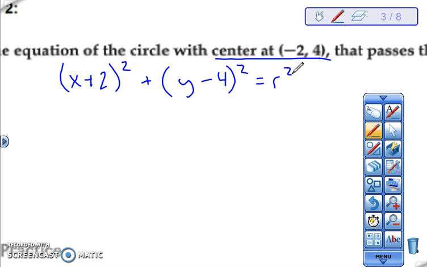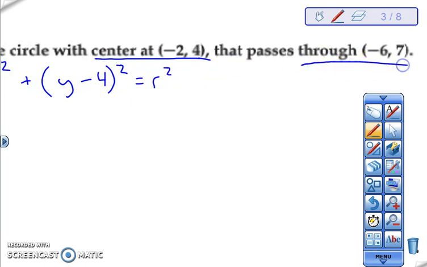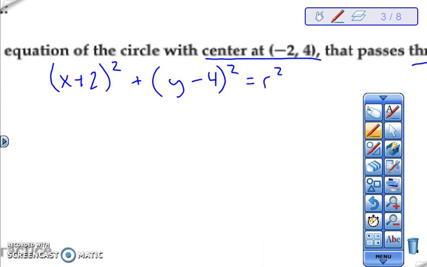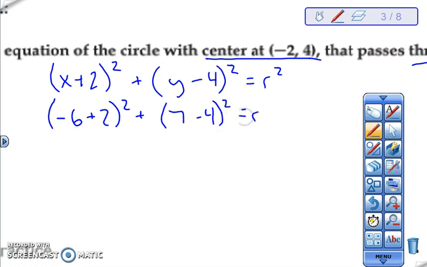I said the radius is the distance between the middle of the circle and a point on the circle. So since we know that the circle has to pass through (−6, 7), if I can find the distance between those 2 points, that will tell me what the radius is supposed to be. So all I have to do is plug in to the equation that I've got so far, and we'll notice that r² now is the only missing variable. So if we can figure out what r² is, that's the missing piece to filling out the equation.